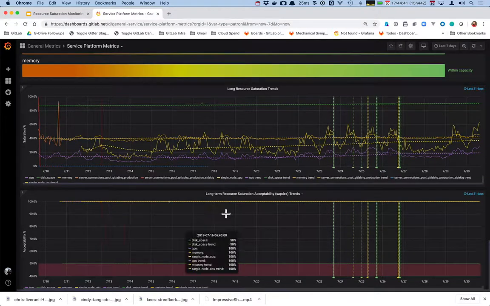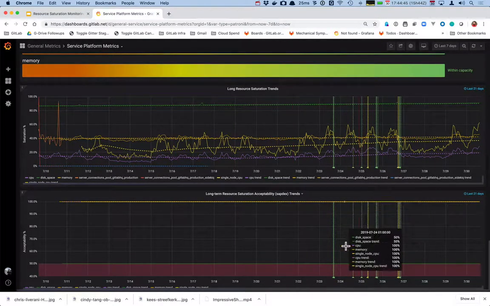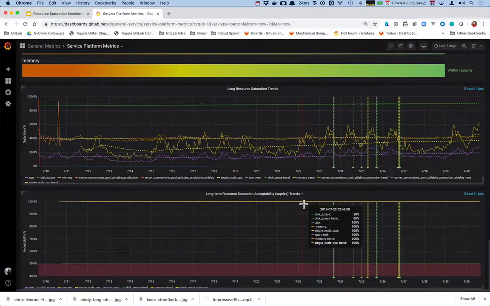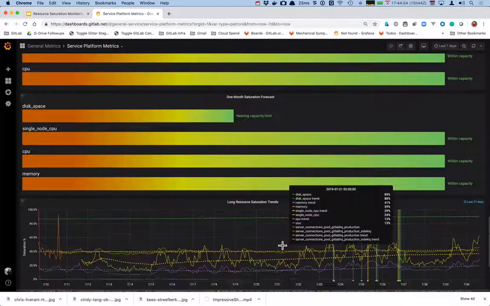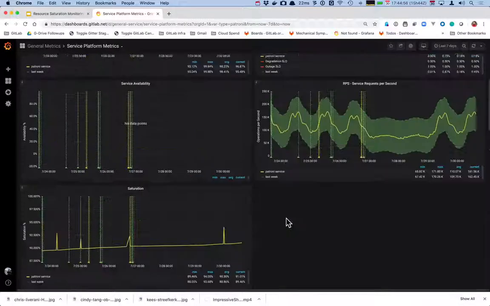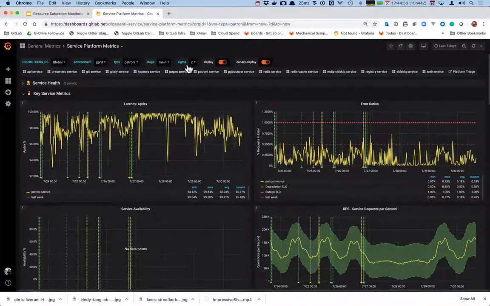And then we get the long-term saturation. For this particular service, it isn't very exciting. Most of the resources are at 100% on the Apdex score, except for the disk utilization, which is at 50%. But if we switch over to the Redis service, we can actually get a more interesting graph.